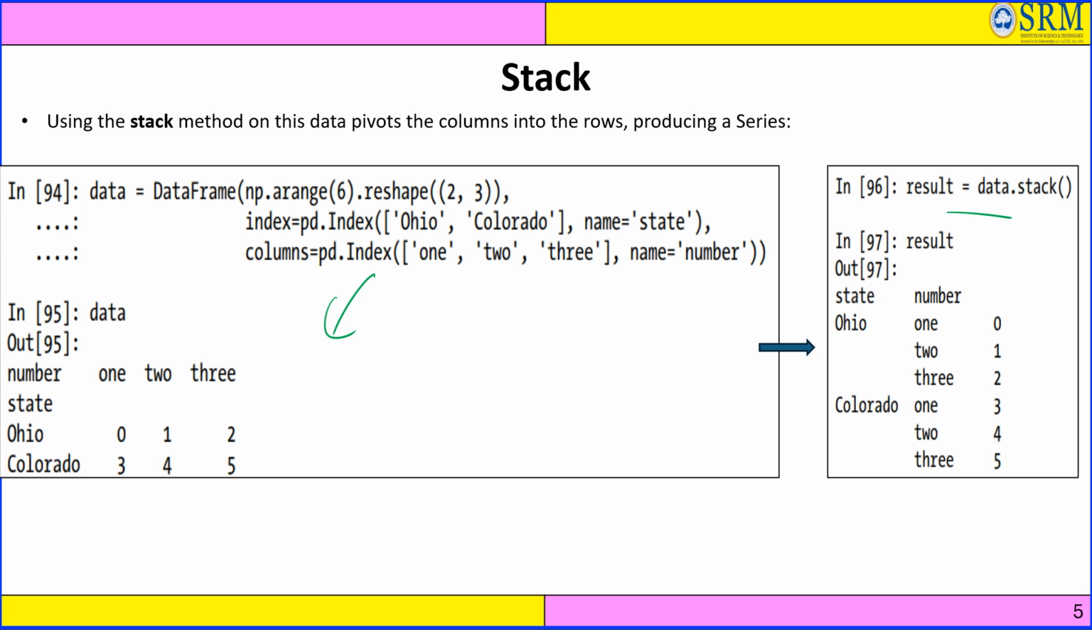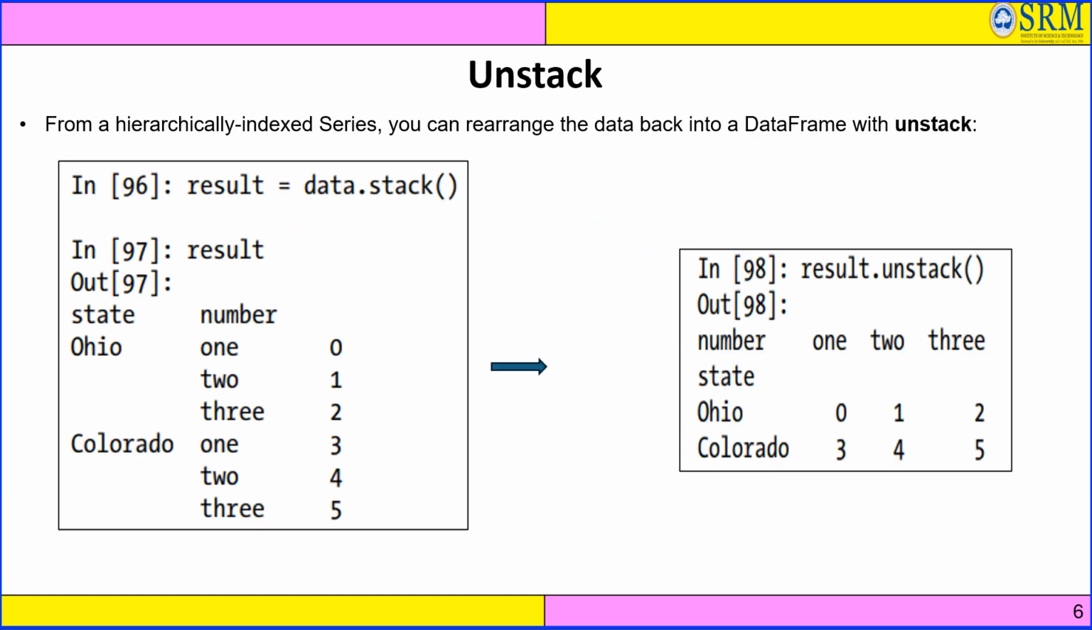Okay, so and then here nothing is mentioned. So here the innermost is, I mean, this number only. So it starts from 1 2 3 for Ohio, Colorado 1 2 3. So now your thicker one is converted into thinner one, which means column to rows. That is why stacking.